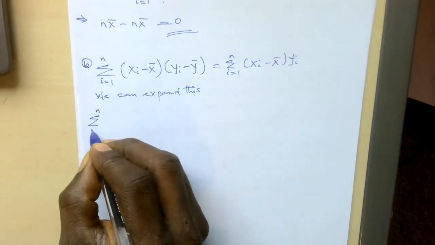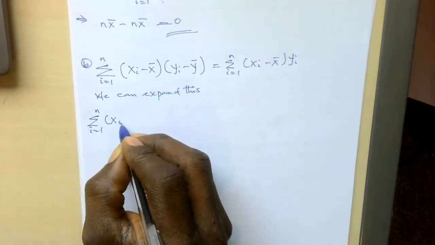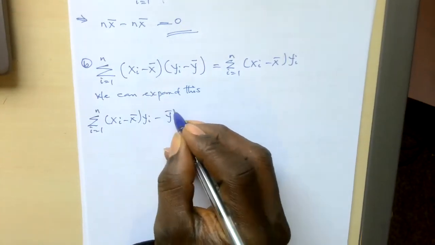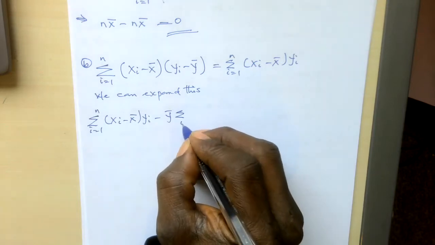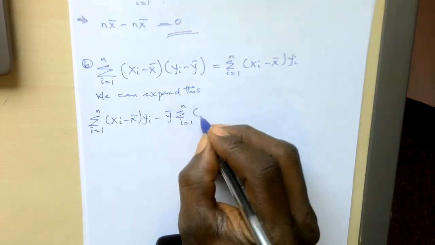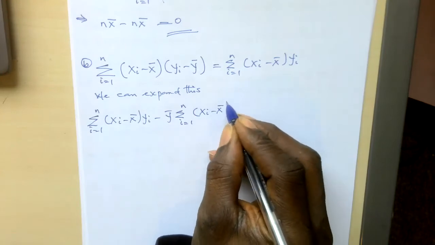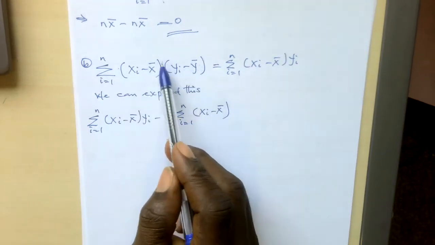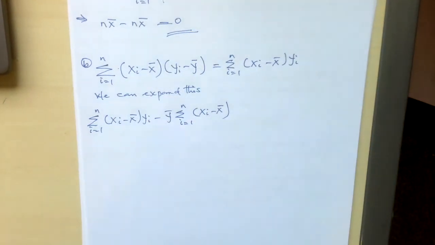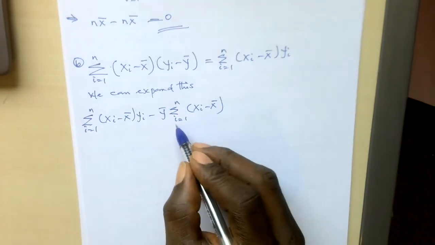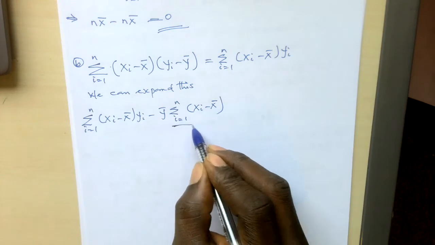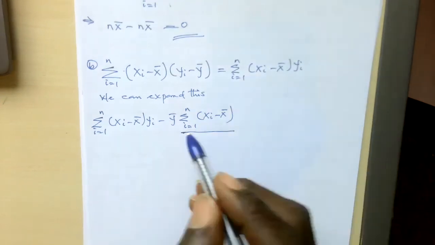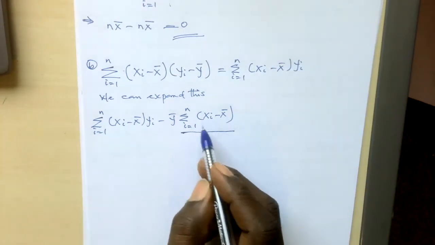So if we expand this, open the bracket, we have summation i equals 1 to n of xi minus x bar times yi, minus y bar times summation i equals 1 to n of xi minus x bar, right? So when you expand it, you multiply this by this minus this by this. So I have this. Then if you look at this guy, we proved in the first question that this guy equals 0, right? So now let's substitute this 0 for this.